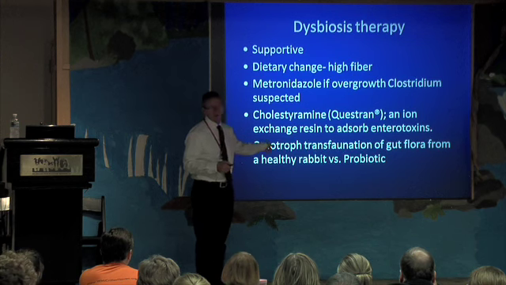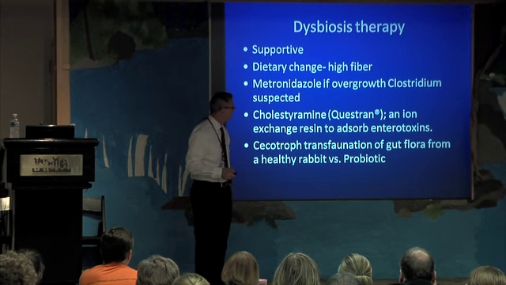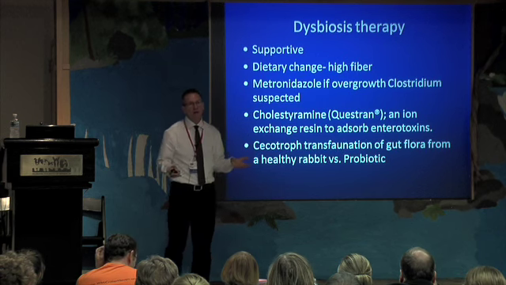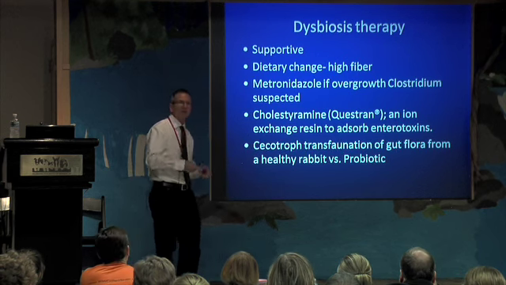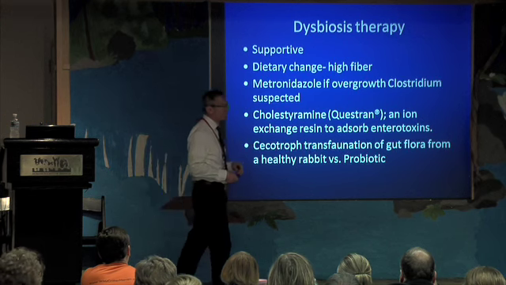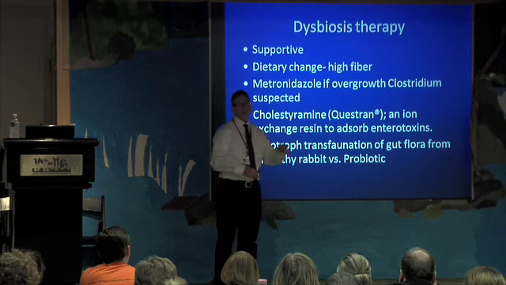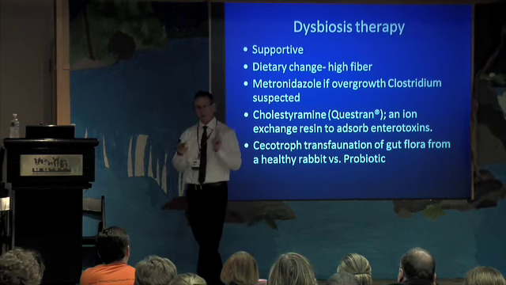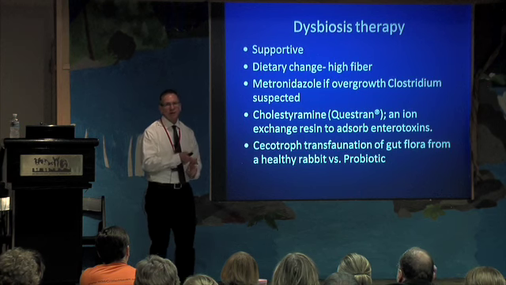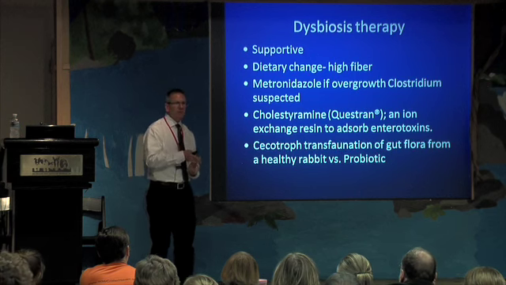And then transfaunation of gut flora. So again, taking cecotrophs from a healthy rabbit, blending it, and then tubing it into the sick rabbit to repopulate the gut with more normal flora, versus a probiotic. I don't really use probiotics because we don't really know what they're doing.